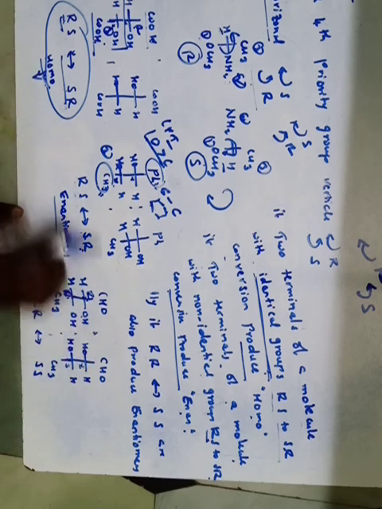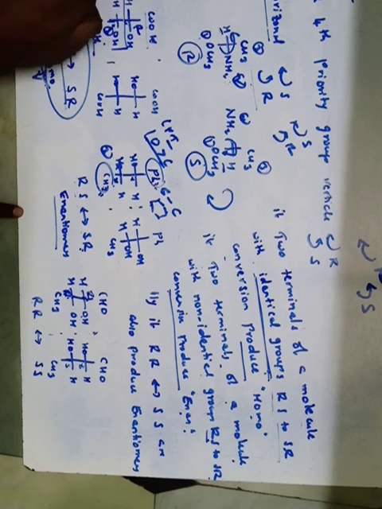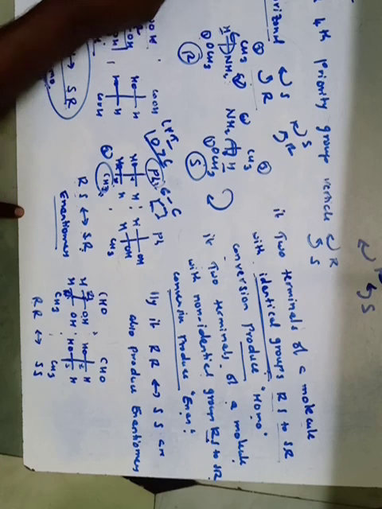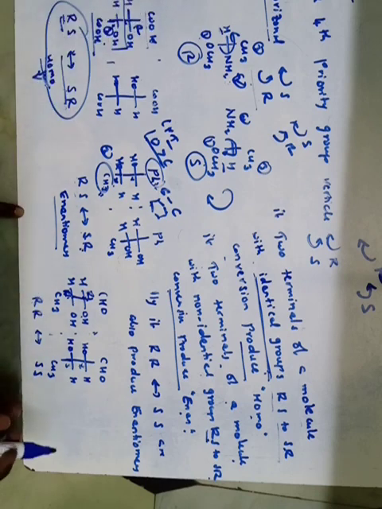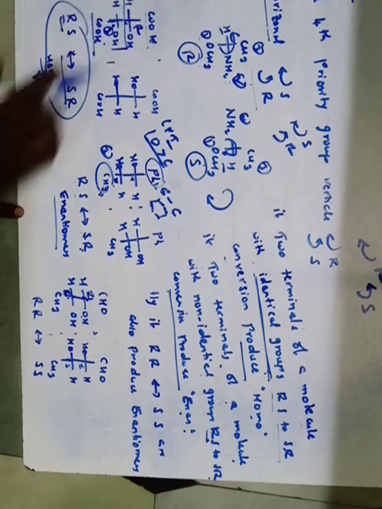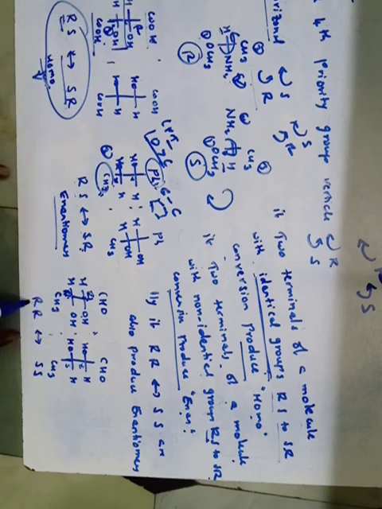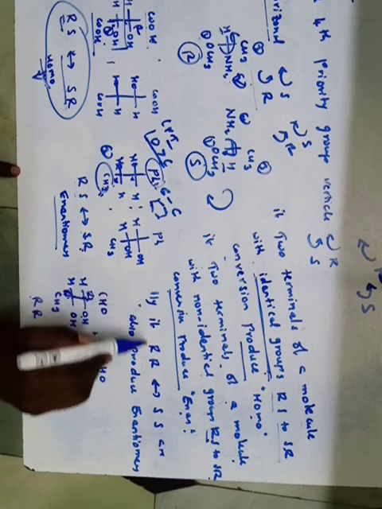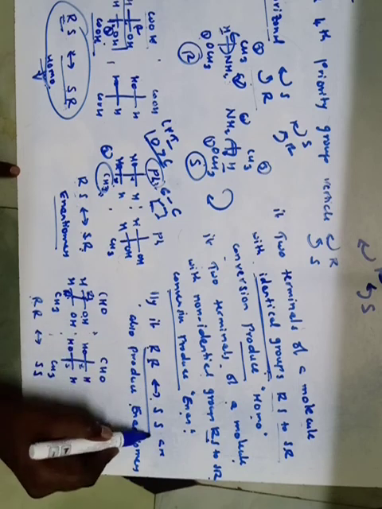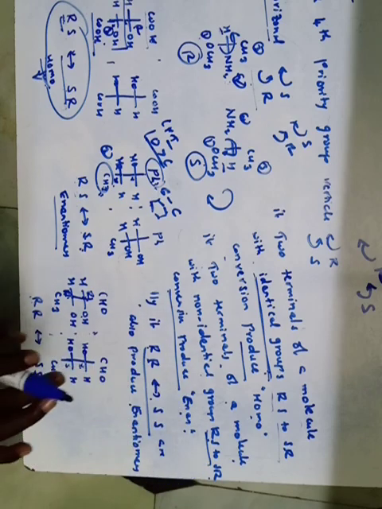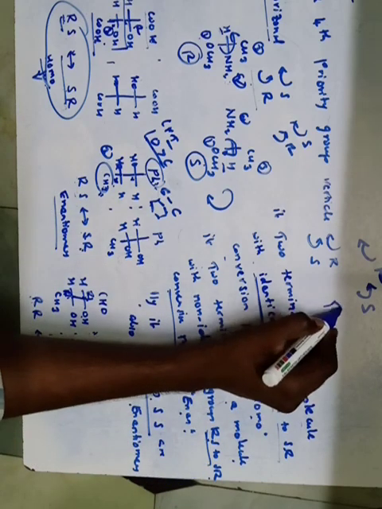If you want to check it, you have to follow the Cahn-Ingold-Prelog rules, the CIP rules. Sorry, I said CPI, that is CIP. You have to find out this RR configuration and SS configuration. Similarly, RR to SS also produces enantiomers. You have to remember this one.